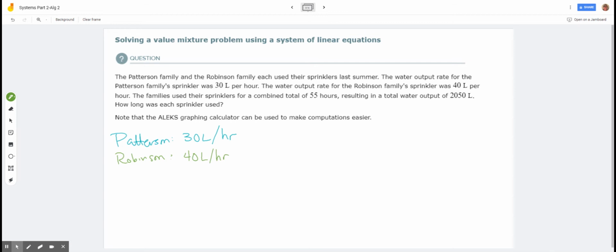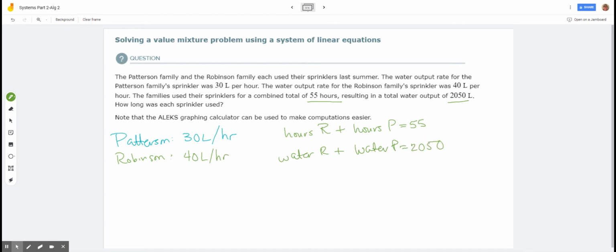Okay, I actually have no idea what this problem is about yet. The families used their sprinklers for a combined total of 55 hours. So I can write hours of Robinson plus hours of Patterson equals 55. I'm organizing my thoughts, right? Resulting in a total water output of 2,050 liters. So water from Robinson plus water from Patterson is equal to 2050.